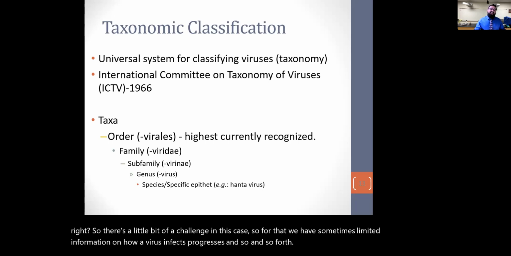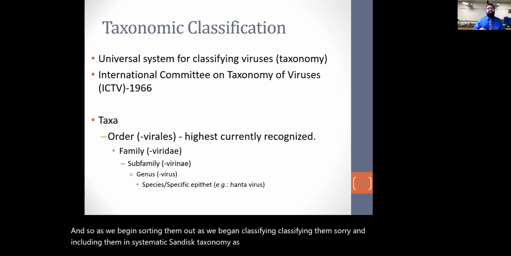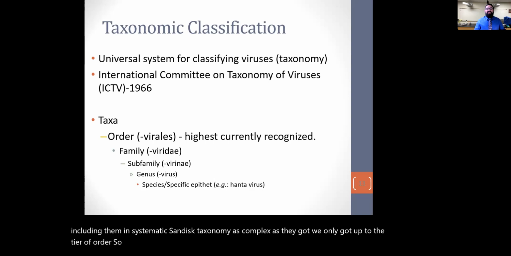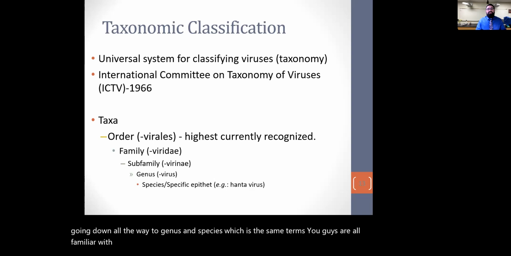And so as we began sorting them out, classifying them, and including them in systematics and taxonomy, as complex as they got, we only got up to the tier of order. So you'll notice we can only classify viruses currently up to order, family, and going down all the way to genus and species, which are the same terms you are all familiar with. In other words, you'll notice that there's no class, no phylum, no kingdom, and no domain.